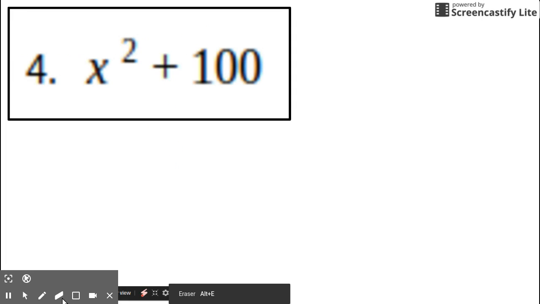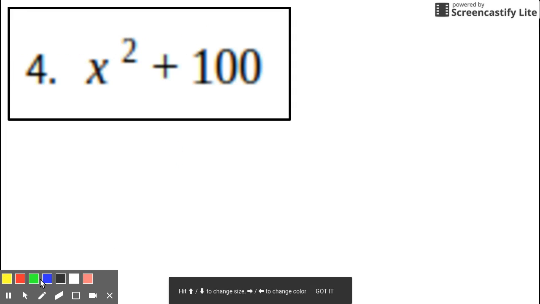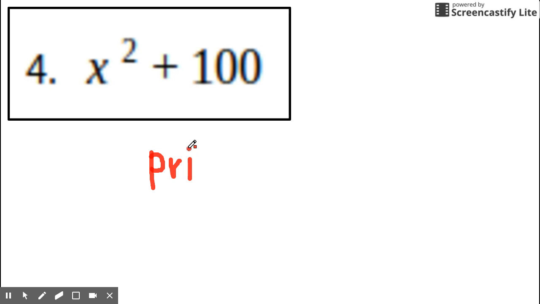Whenever you have a number that you cannot break down, you call that number prime. This is a polynomial that you cannot break down. You can't factor it. So we're just going to write the word prime. That means you can't do it. That's going to happen to you a few times on this worksheet. So keep an eye out for that.